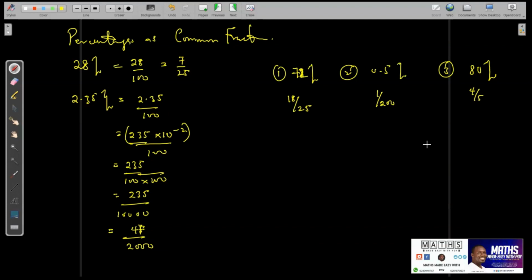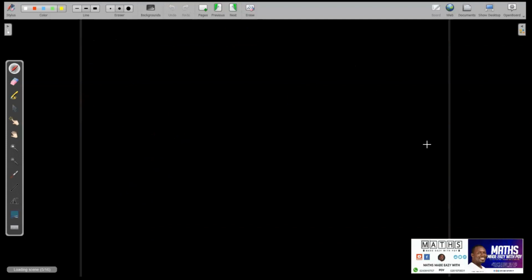So we are done with this one. The next we want to consider is the vice versa of what we just did. Whereas before we were changing percentages to fractions, this time around we are going to look at changing common fractions to percentages.